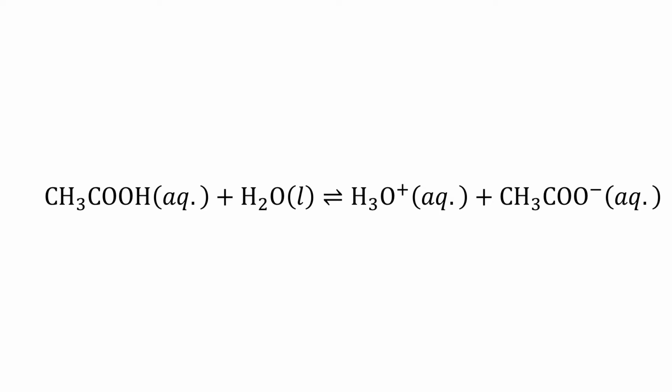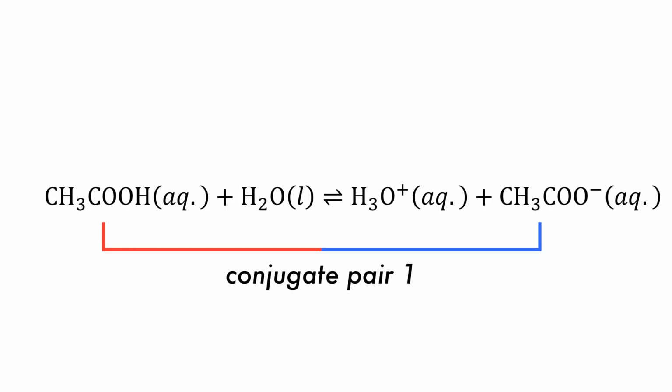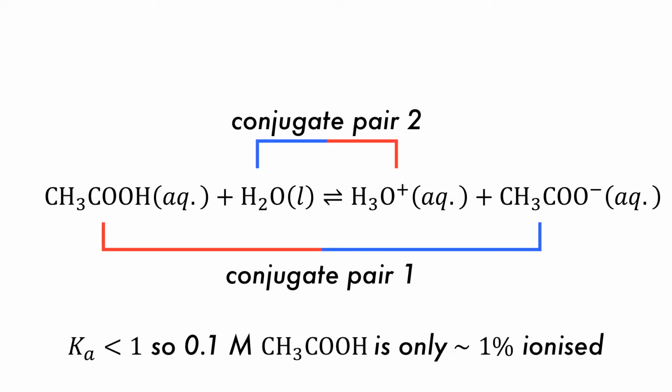The equilibrium has two conjugate pairs, one between the acetic acid molecule and the acetate anion, and the other between the water and hydronium. The equilibrium lies heavily to the left, and for a 0.1 moles per liter acetic acid solution, only about 1% of the acetic acid is ionized.